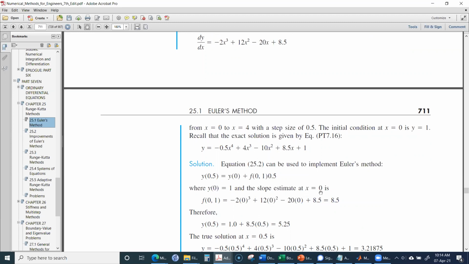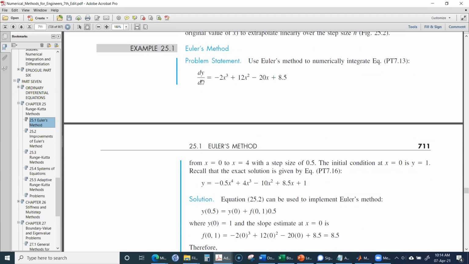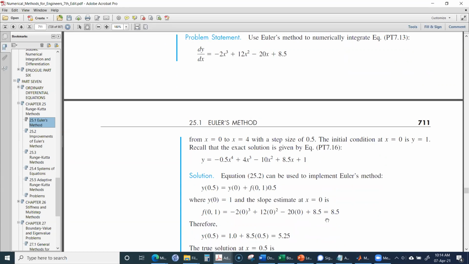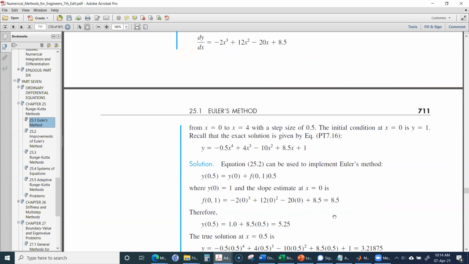And the slope estimate at x equal to 0 we can find from the original equation. Okay, so dy over dx is actually the slope, which is in fact the function of x and y. So we can input the value of x equal to 0 into this function, and then we can find the value of 8.5. So if we input the values f of 0, 1 and y0 into this equation, we can find the value at 0.5, which will be 5.25. So this is the value which we got from Euler's method.